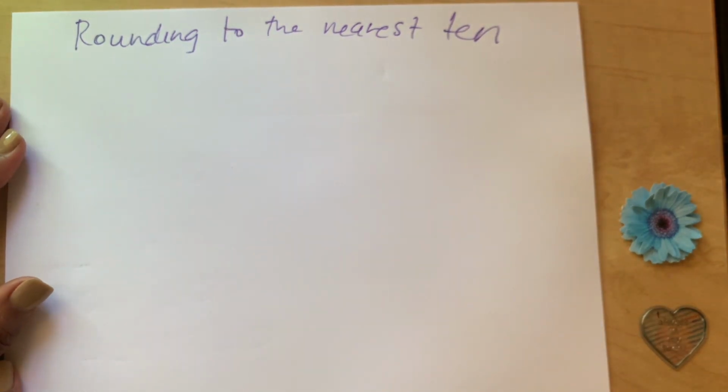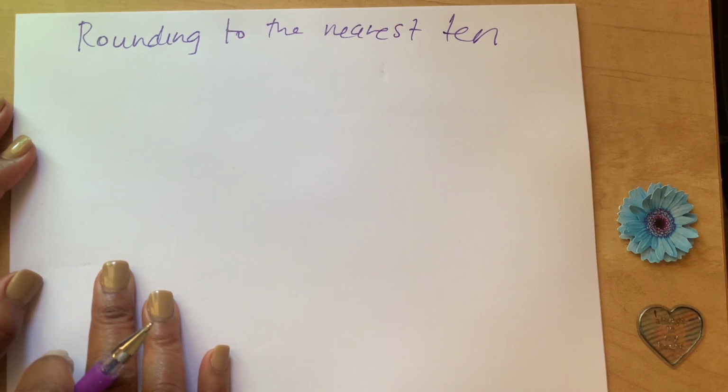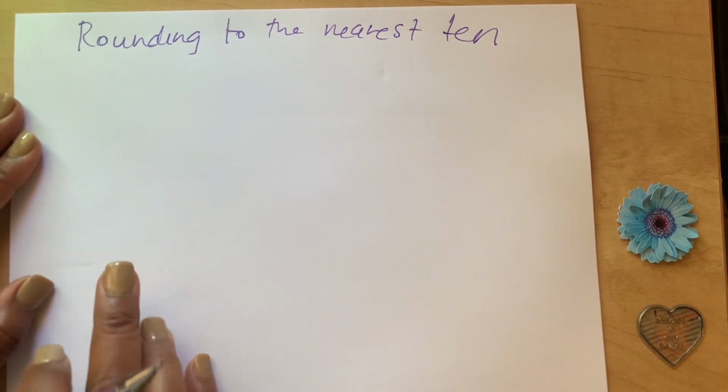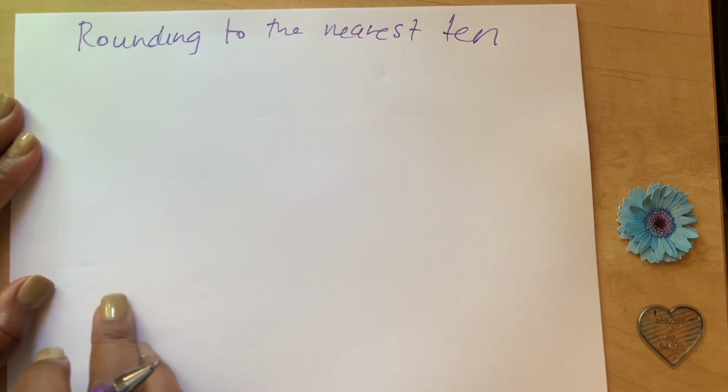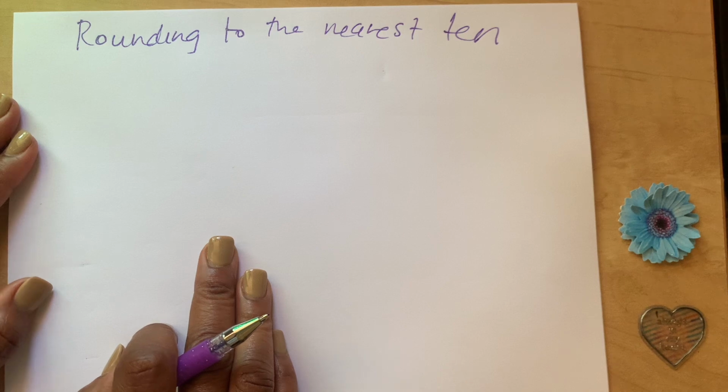So with rounding to the nearest 10, we want to remember the tens timetables like 10, 20, 30, 40, 50, 60, and so on. When rounding to the nearest 10, we're going to look at the tens place value and then look at the ones place value to decide to move up or down to the next 10.